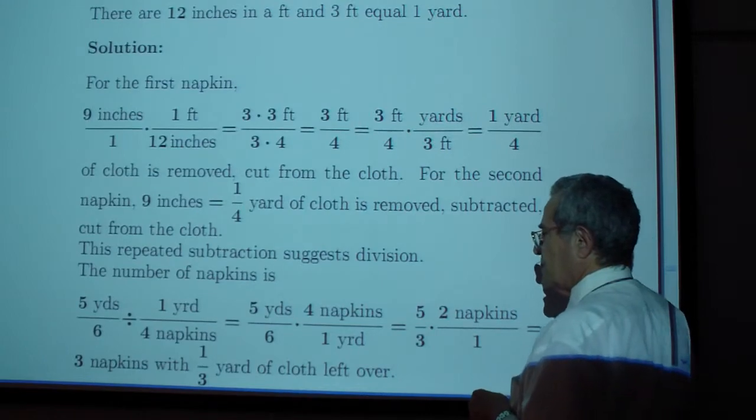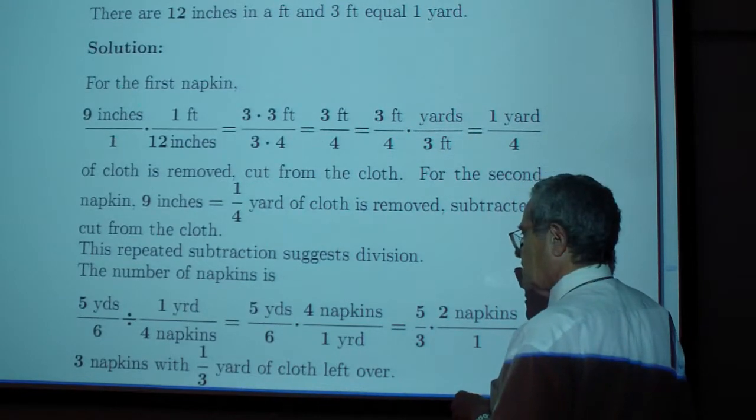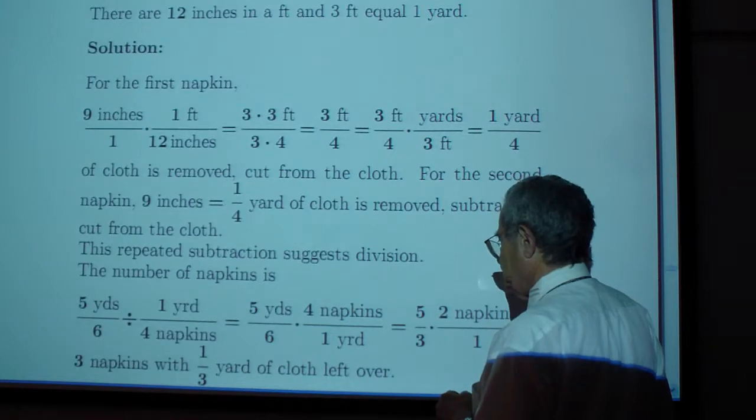Divide 10 by 3, and you have 1/3 of a yard left.